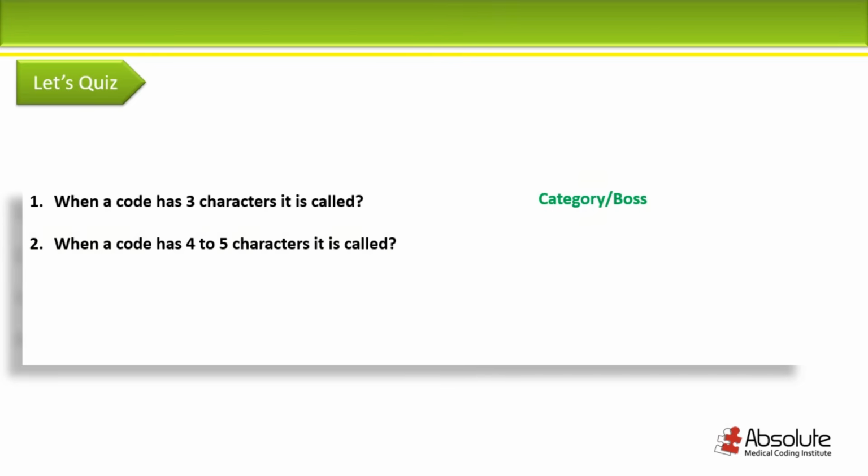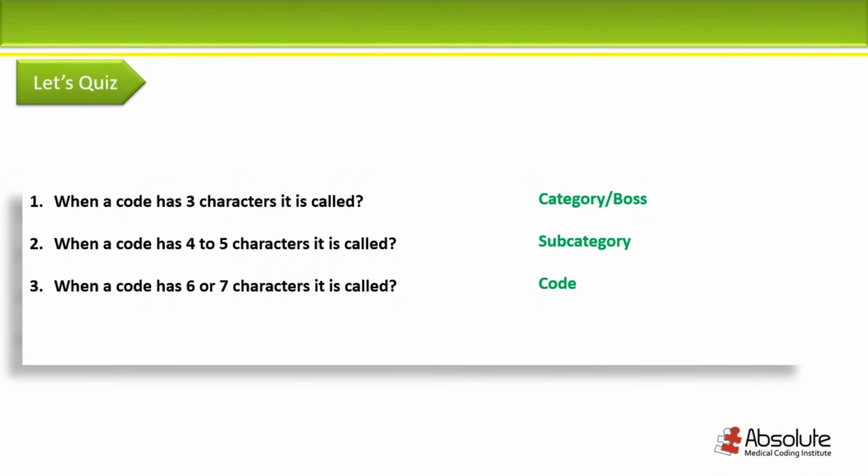Next, when a code has 4 to 5 characters, it is called, if you said subcategory code, outstanding. Third question. When a code has 6 or 7 characters, it is called, if you said it's called a code, outstanding.